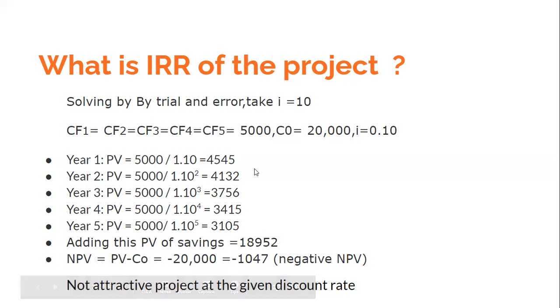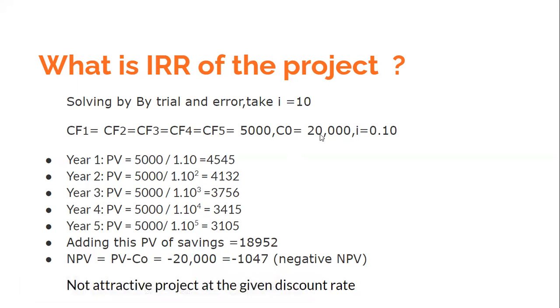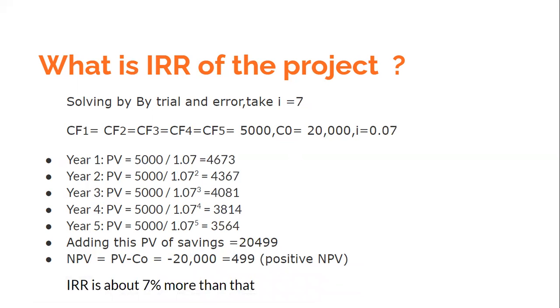Adding this up again, you get a present value which is around 19,000, but yet it is less than 20,000. So what it means is that the internal rate of return of this project which you are suggesting, in the form of waste heat recovery equipment, is less than 10%. So even at 10%, it is not attractive. Let us now further reduce it to some value which is less than 10. So I had taken it as 7.